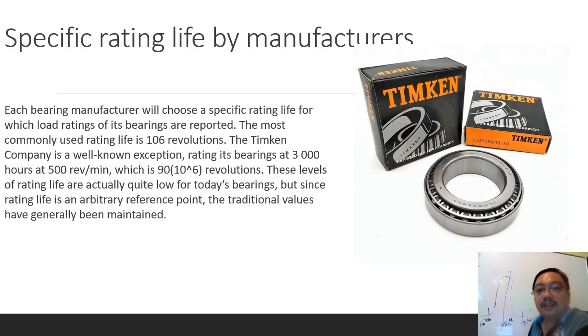Specific life rating by manufacturers. This is the specific life rating by the Timken company. Again, the Timken company is mentioned in the textbook, and also the SKF company. Each bearing manufacturer will choose a specific life rating at which the load rating of the bearing is reported. The most commonly used rating is 10^6 revolutions. The Timken company's exception rating is 3,000 hours at 500 rpm, 90 million revolutions. This level of rating is actually quite low for today's bearings, but since the rating life is a reference point, the traditional values have generally been maintained.